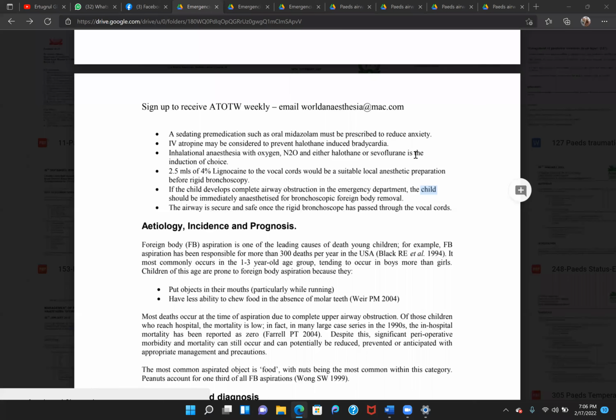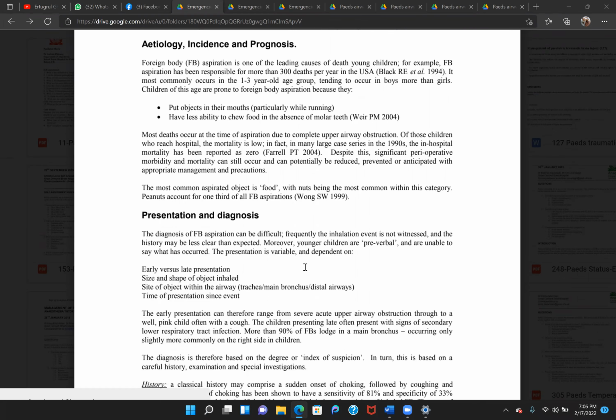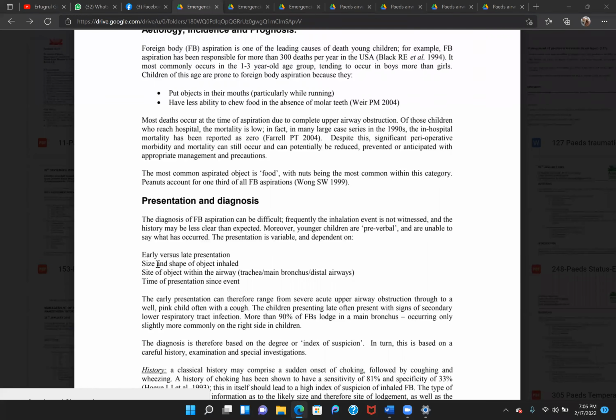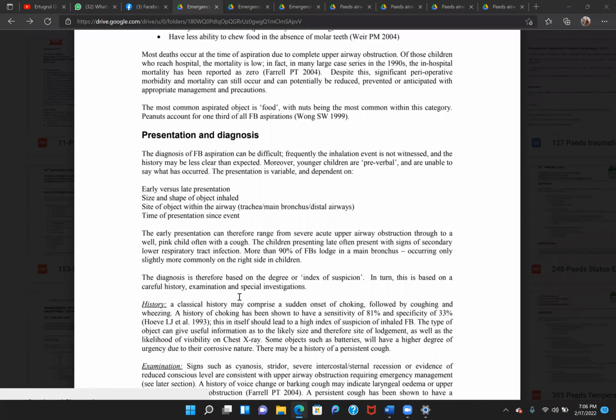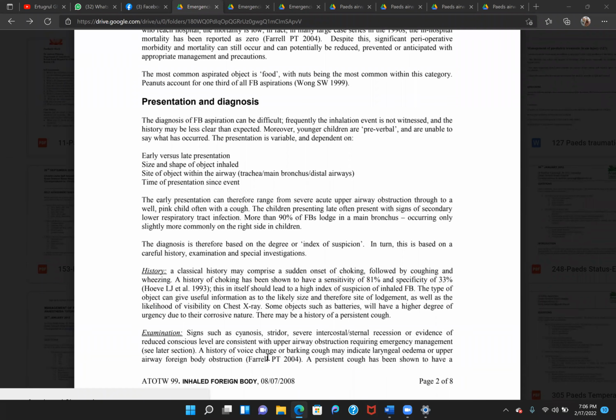Related to foreign body, we will just have a look here. This is the thing I told you: early versus late presentation, size and shape of the object, site of the object within the airway, and timing of presentation since the event. Because these can be very variable, your management plan will be according to the history and the examination findings. Maybe the only finding will be cough, or there may be cyanosis, stridor, severe intercostal retractions, and maybe the patient may be going into impending loss of consciousness.